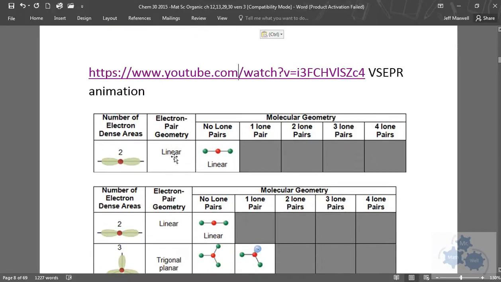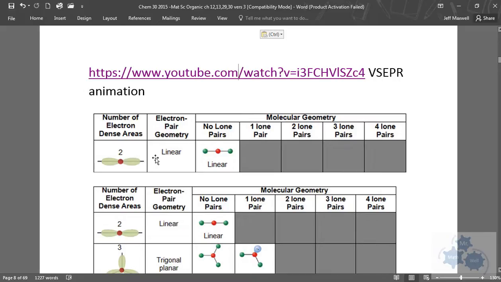Okay, so the first one we're going to study is the linear one. You want to draw this out, at least draw the shape. Now the number of electron dense areas would represent the bonds there. So there are two bonds. This is where the electrons are between the central atom and this atom out here. And it helps you understand the shape.